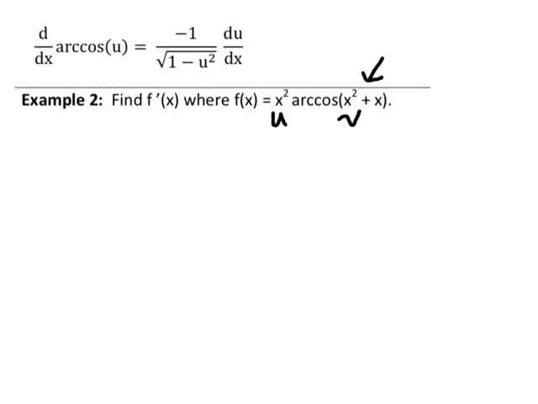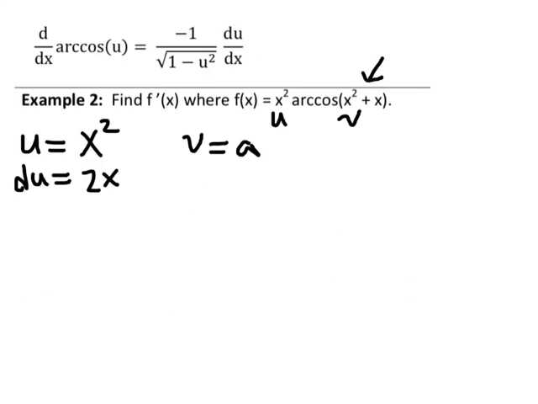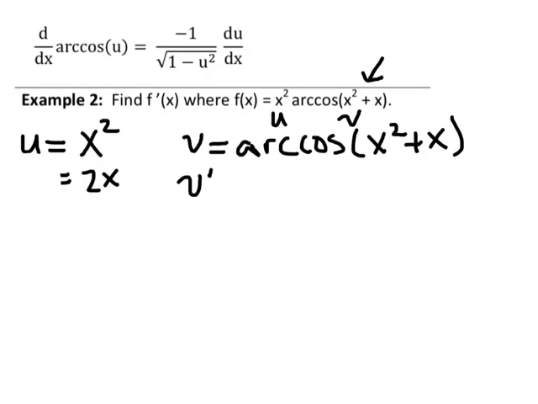So let's carry on. I'm going to write out my u, and what is it? x squared, and my u prime will be 2x. Now I'm going to write my v, and that is the arc cosine of x squared plus x. And my v prime. I'm going to call that v prime, so let me go ahead and erase this, and I'm going to call that u prime, just so we don't get confused.